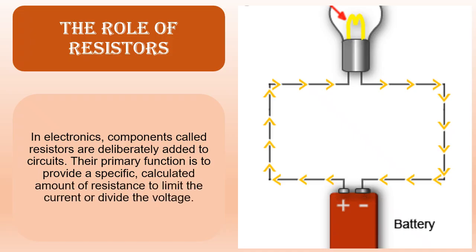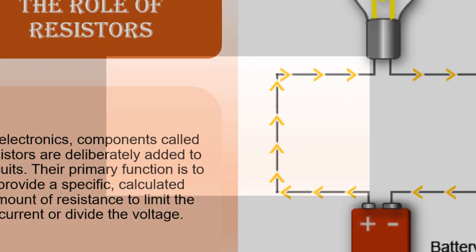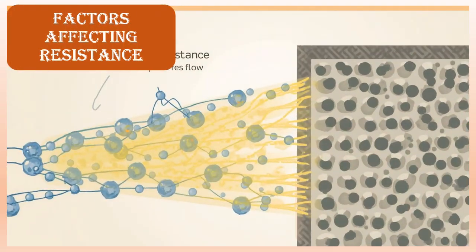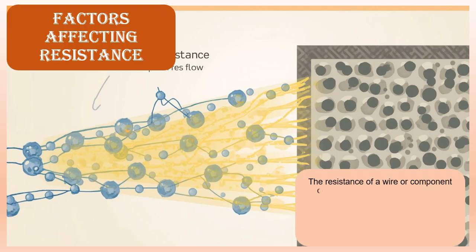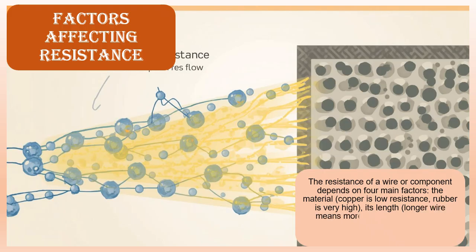Factors affecting resistance. The resistance of a wire or component depends on 4 main factors. The material: copper is low resistance, rubber is very high. Its length: longer wire means more resistance. Its cross-sectional area: thicker wire means less resistance. And its temperature.